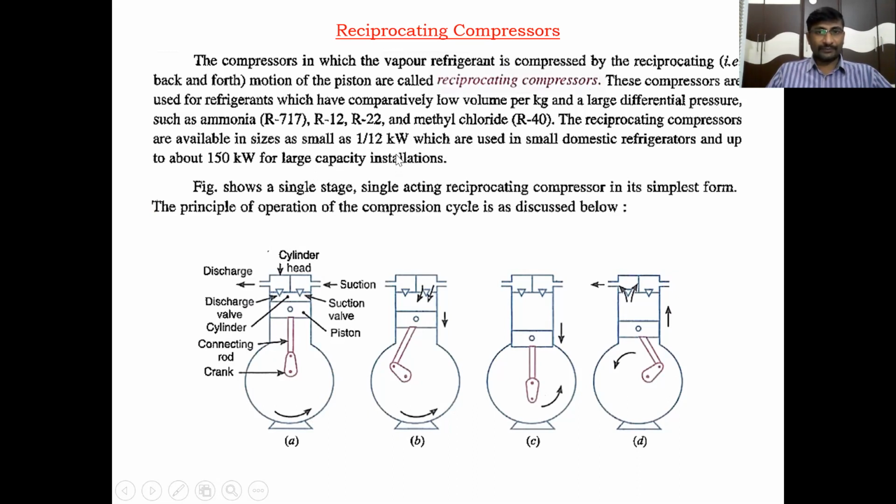A small size which can be employed for the refrigeration system is 1/12 kilowatts, which are used in small domestic refrigerators, and up to about 150 kilowatts. It can be used up to 150 kilowatts power for large capacity installations. So the range of compressors used is from 1/12 kilowatts to 150 kilowatts. From a very small power range to a very high power range, 150 kilowatts, it can be employed. Clear?